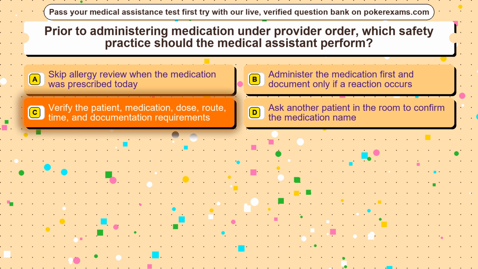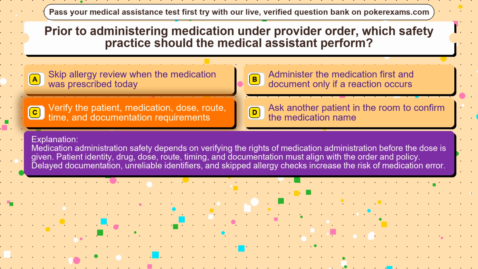The correct answer is option C. Verify the patient, medication, dose, route, time, and documentation requirements. Medication administration safety depends on verifying the rights of medication administration before the dose is given. Patient identity, drug, dose, route, timing, and documentation must align with the order and policy. Delayed documentation, unreliable identifiers, and skipped allergy checks increase the risk of medication error.